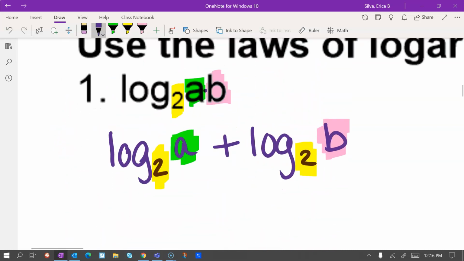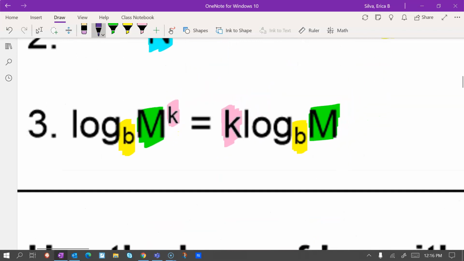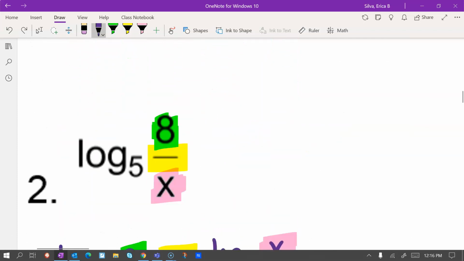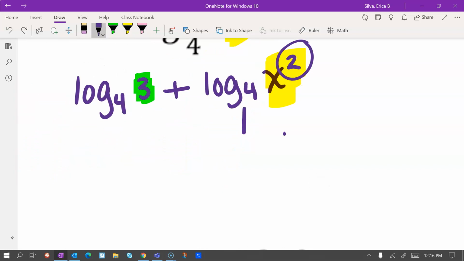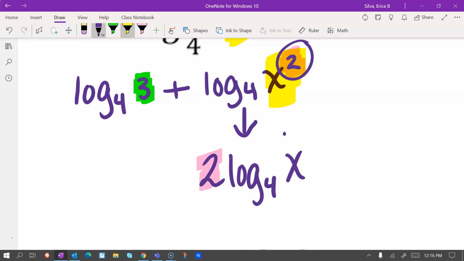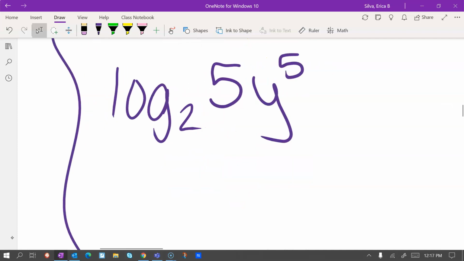So let's go to the exponent one and notice how all we have to do is move that exponent to the front so that it's the coefficient. So this one then becomes 2 log base 4 of x. And then the left side stays the same, this left side of the plus sign. Go ahead and try this one.